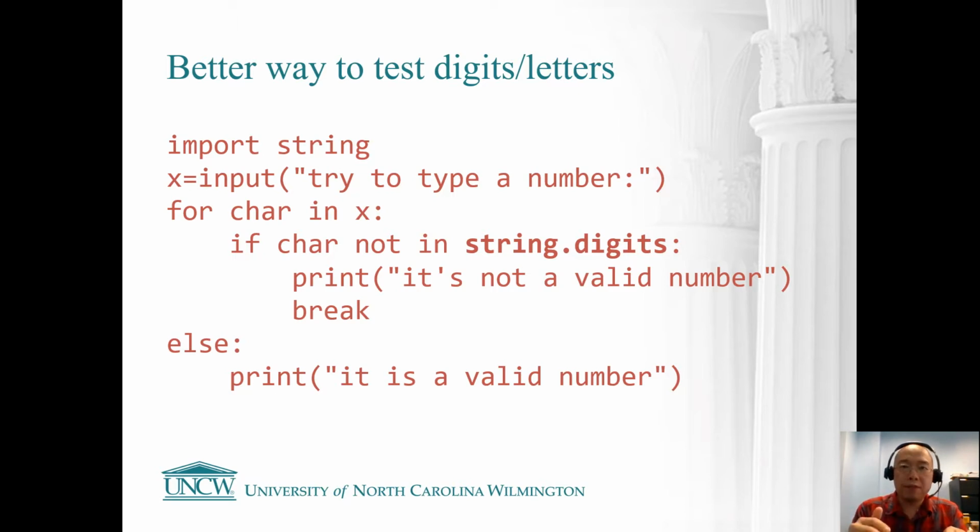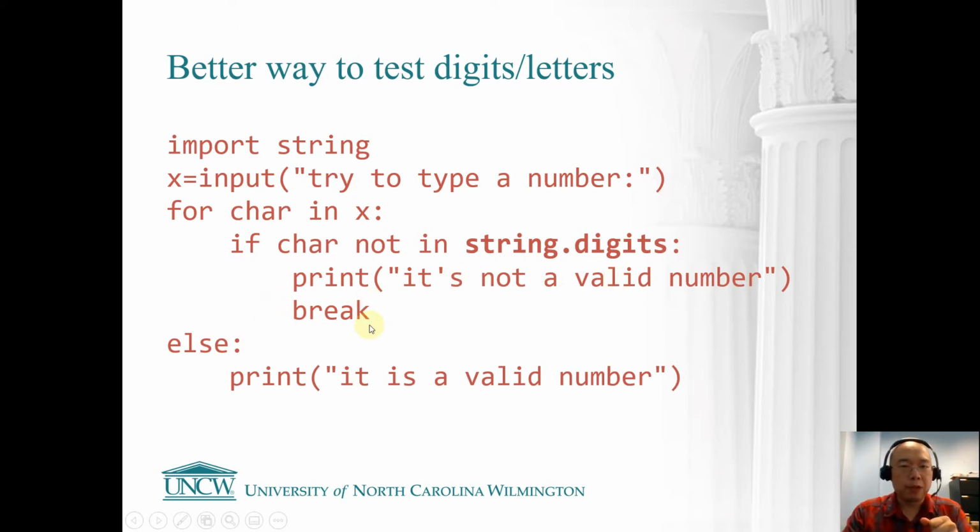For example, if we want the user to type a number, and we want to make sure the user only gives us digits and nothing else, we can do a character-by-character visit. We ask the user to type a string, and then do a for character in x loop. We visit all the characters one by one, and if a character is not in string.digits, this means we are visiting a character that is not a digit. So we want to print it's not a valid number, and then do a break.